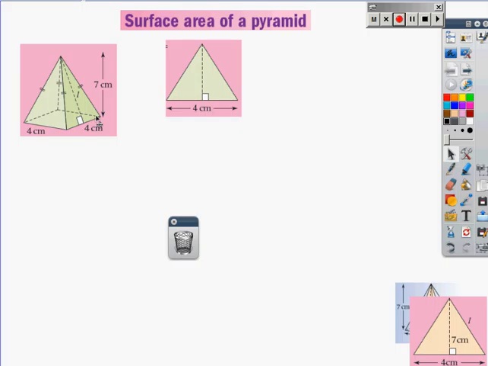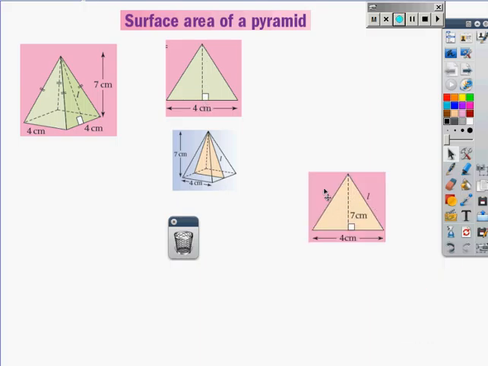So what we need to visualize here is if we take a slice of that pyramid right down the middle, and we see this triangle here. Okay, now we know the vertical height of that, we know the base of that, and we can use that to find out the slanted part, which is of course the height of this triangle here. So let's have a look at that.